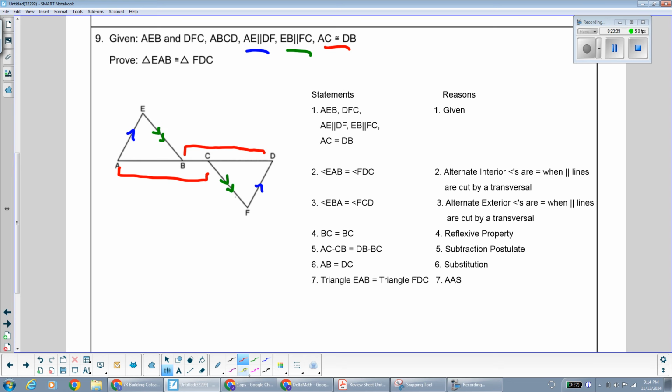Let's take a look at the parallel lines first. I'm going to start with the blue lines. Notice that letter Z. So we have in the corners those congruent alternate interior angles. So that's right here, angle EAB, and right here, angle FDC. So that's step 2 of the proof. You'll see that I stated that these angles are congruent, and I put my complete reason why: alternate interior angles are congruent when parallel lines are cut by a transversal.